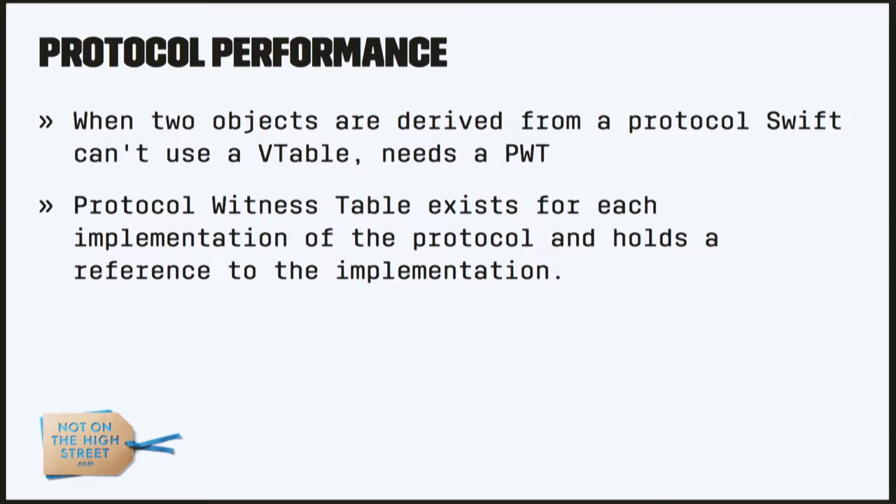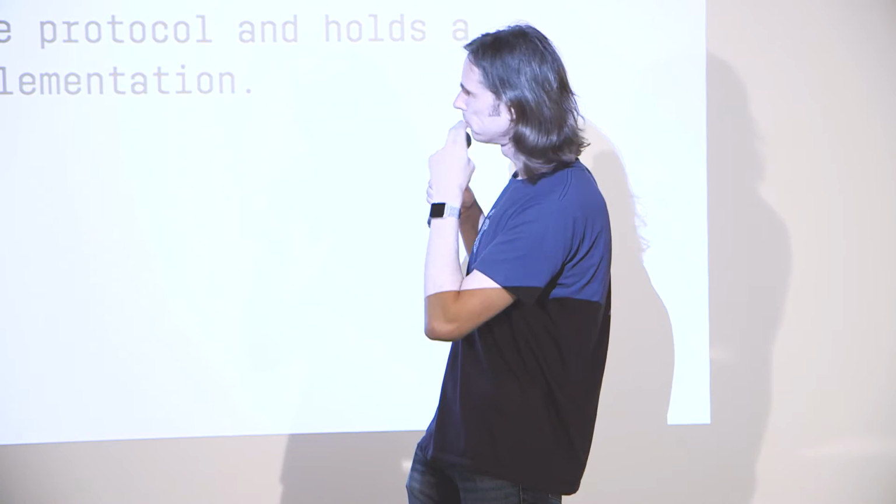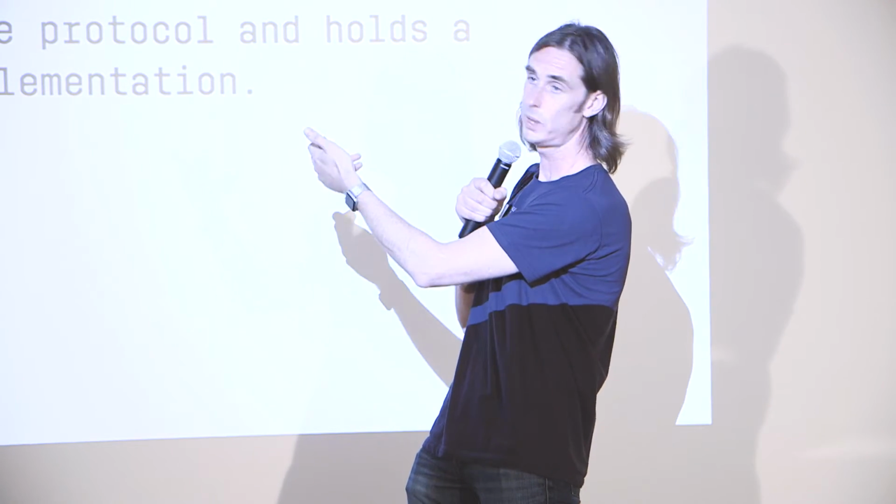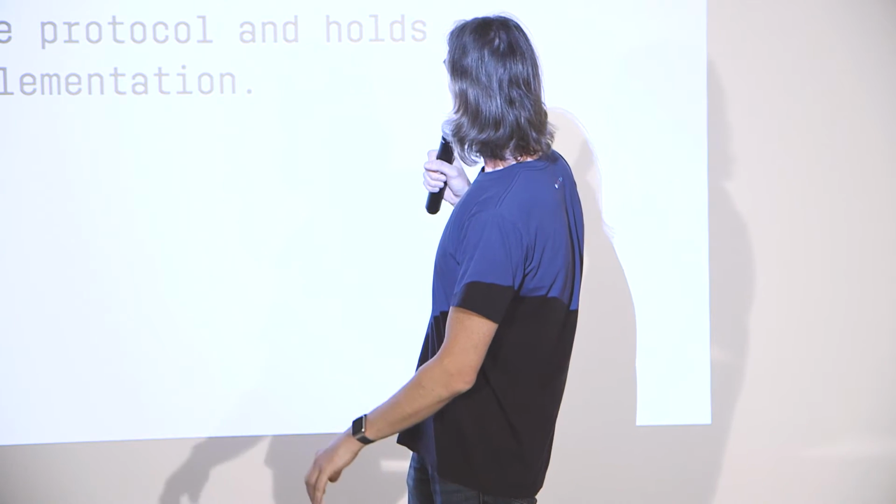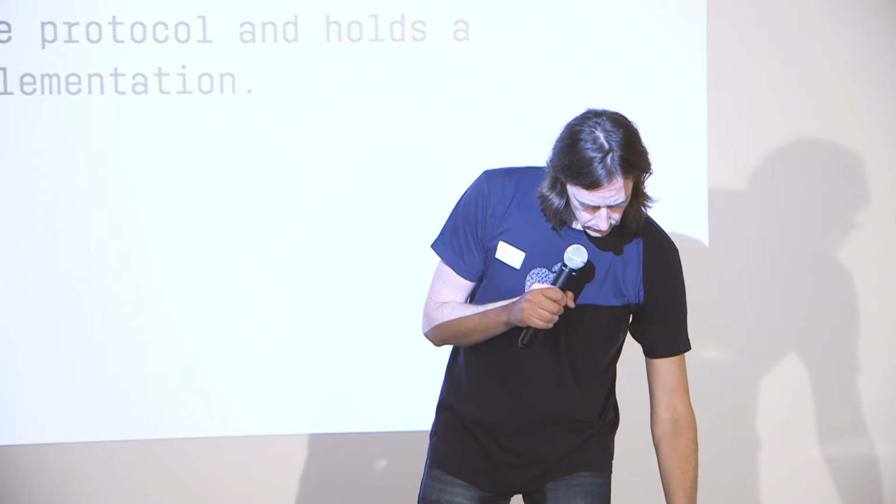Protocols add a new level of pain into this mix, because when you've got two objects which are implementing a protocol, you can't use a vtable because there's no common inheritance. So the system's got to use a protocol witness table, and that table will exist for every object which implements that protocol, and that's what you can use to find the direction to the actual implementation. So that can be slow.